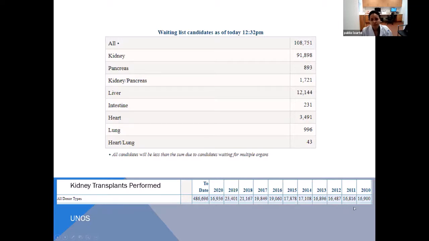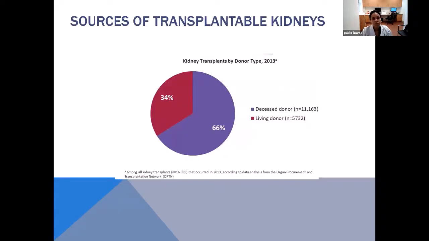Over the years, we have made significant progress. And as you can see, we were increasing the number of transplants being performed. Every year we were doing better, but then in 2020, because of the pandemic, that number significantly dropped because most centers stopped doing transplants for the first 2 to 3 months of the pandemic. So there's a significant drop for 2020. So where do we get these kidneys? Most kidneys come from a deceased donor, 66%, and about 34% come from a living donor.